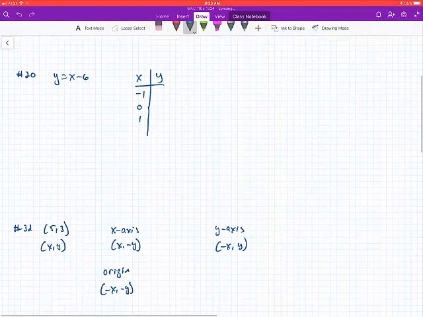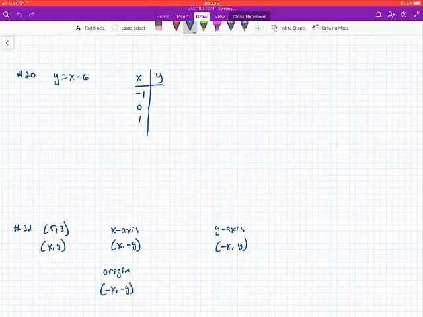All right, so for number 20, here we have y is equal to x minus 6. The instructions are: find the intercepts and graph each equation by plotting points. Be sure to label the intercepts. So what I have here is just an arbitrary table, an x and y table, inputs and outputs. And so I chose negative 1, 0, and 1. We are going to identify the intercepts. I'm going to show you how to do that also.